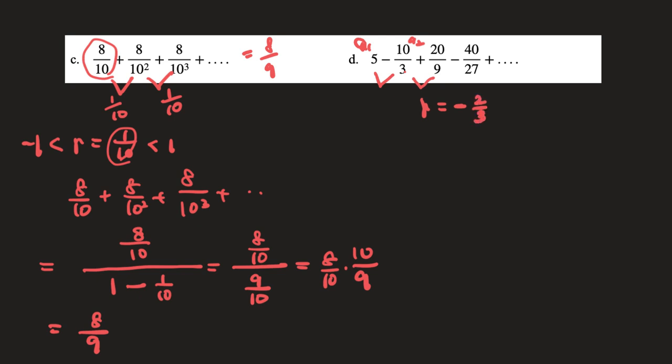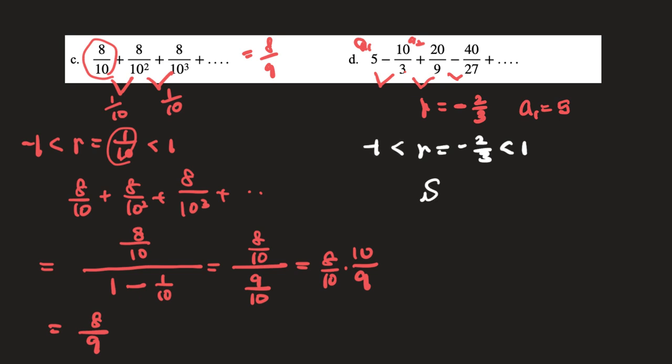Can you see 10 over 3 times negative 2 over 3 is negative 20 over 9? Same thing here: 20 over 9 times negative 2 over 3 is negative 40 over 27. So you find R is negative 2 over 3. The first term is a 5. But R is between negative 1 and 1, so this one is convergent.